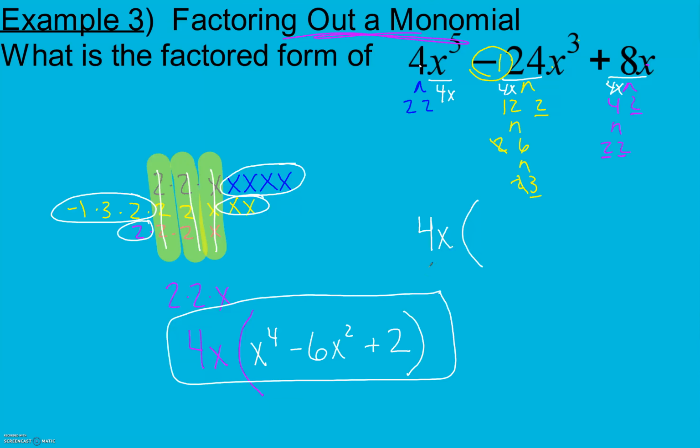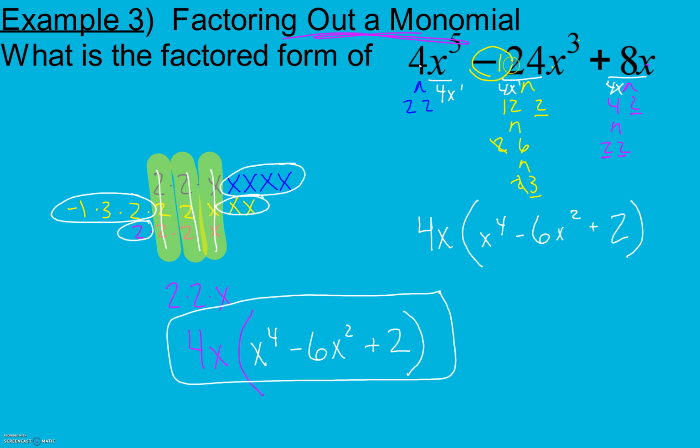Don't make that mistake. Now, 4 divided by 4 is 1. Subtract your exponents, we get x to the 4th. I get negative 6, 24 divided by 4. Subtract our exponents, x squared. And 8 divided by 4 is 2, x divided by x, no more x's. So we get to the same place no matter which way we go.